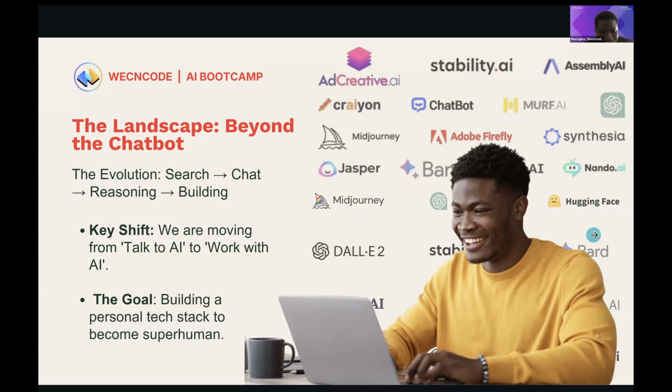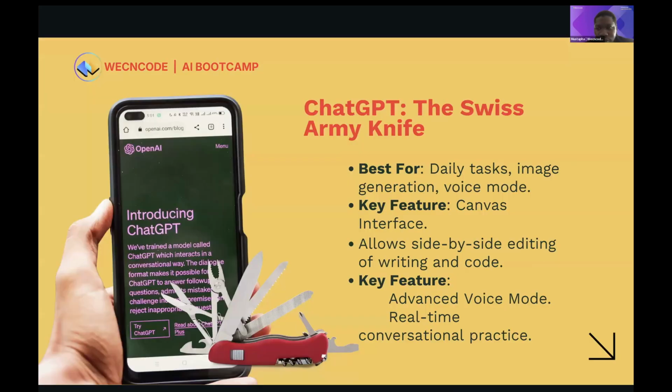So for ChatGPT, the way I think we should see ChatGPT is like a Swiss Army knife. And if you look at the image in the presentation, you see that just holding that Swiss Army knife, you have access to a lot of things.